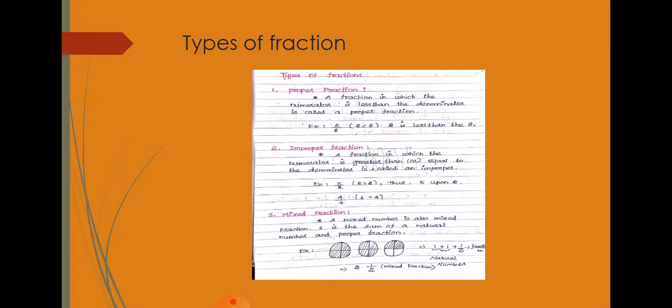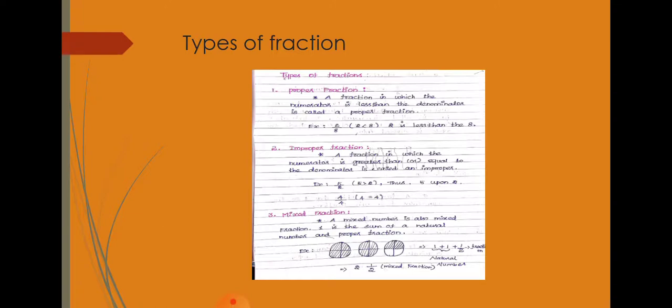Improper fraction means that is opposite. The numerator should be bigger, that is called an improper fraction. The denominator should be less than the numerator when you write an improper fraction, and it can also be equal.